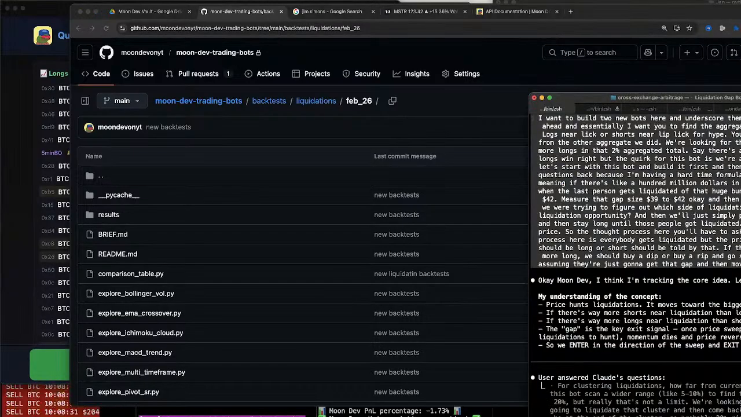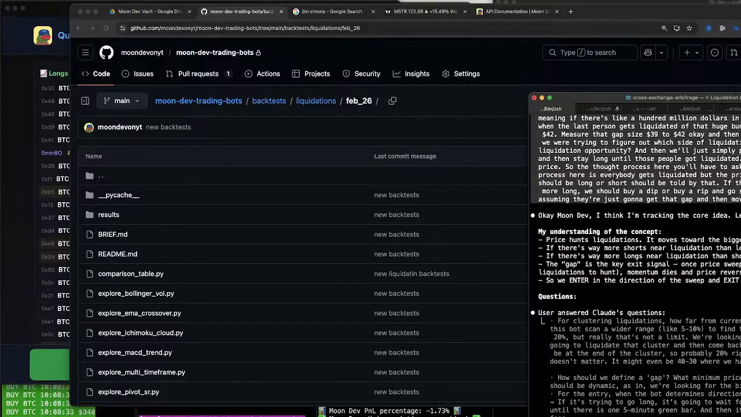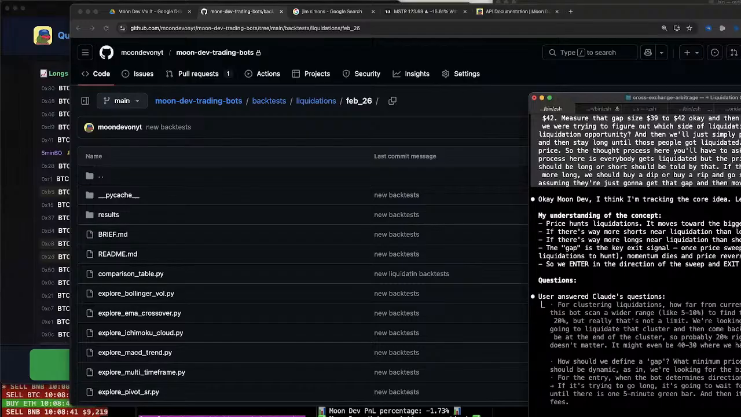Good. That clarifies a lot. Let me make sure I have a full picture before I build it. What position size should the bot use? 95% of balance. What's the stop loss strategy?